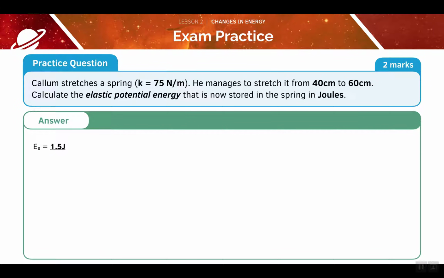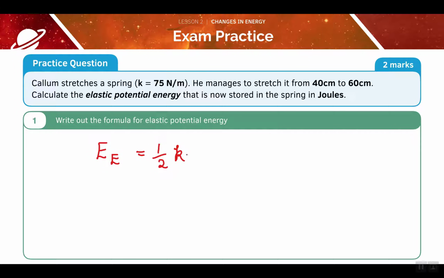This is the answer to the question. We'll work through it step by step, like we did in the first one. As always, we need to write out our formula first. This time, the formula we're using is the one for elastic potential energy. We met this a few slides ago. So it equals 1/2 k e squared.